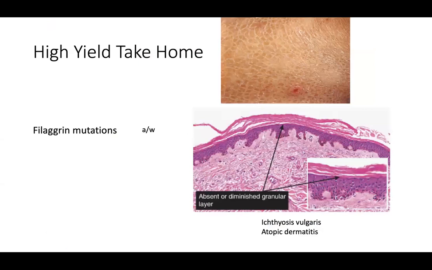So the high yield take-home point for this case is that filaggrin mutations are associated with absent or diminished granular layer on pathology. Again, it's counterintuitive that you're going to have a diminished granular layer and orthokeratosis. This is very unique to ichthyosis vulgaris.